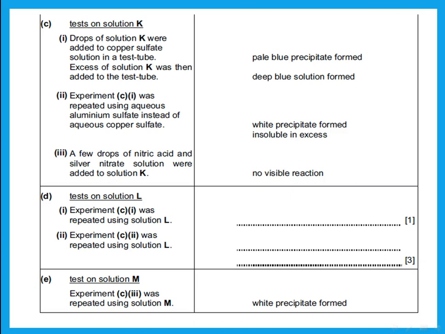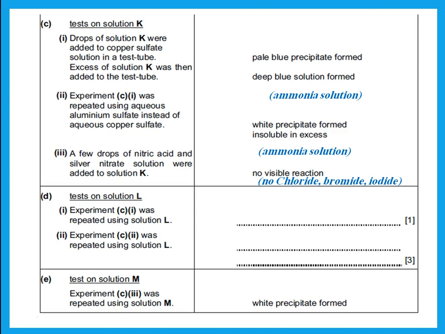Then he said he added nitric acid and silver nitrate. Well, nitric acid and silver nitrate again are tests for chloride, bromide, iodide. So if I don't get any visible reaction, that means I don't have chloride, bromide, or iodide. Okay, then we go to the experiment. So all of this tells me that I have ammonia solution and I don't have chloride, bromide, or iodide. Then he does tests on solution L, and he says experiment C1 was repeated using solution L.